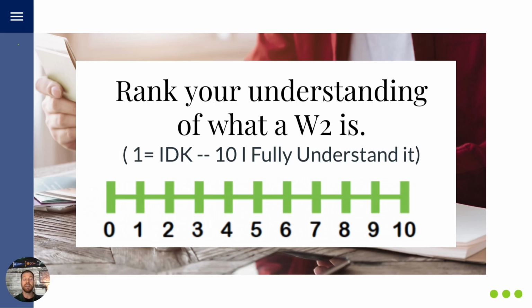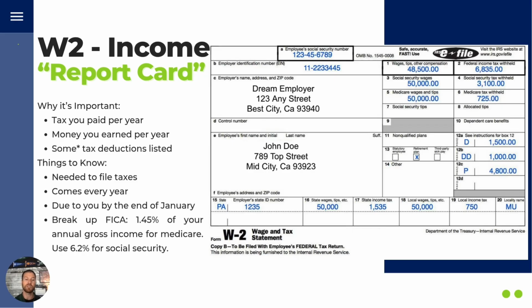From there, I have students rank their understanding of what a W-2 is, and I get a variety of different responses here. I show students this W-2 sample right here, and I share that the W-2 is kind of similar to an income report card. You get this at the end of the year. Your employer is responsible to send it either electronically or by mail by January 31st, so that you have access to this income report card and can file your taxes on time by April 15th.